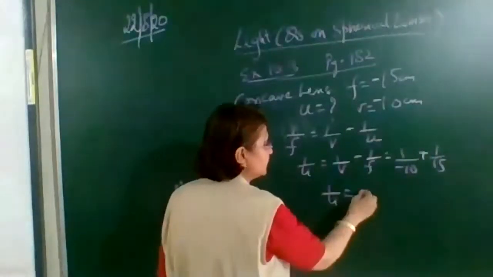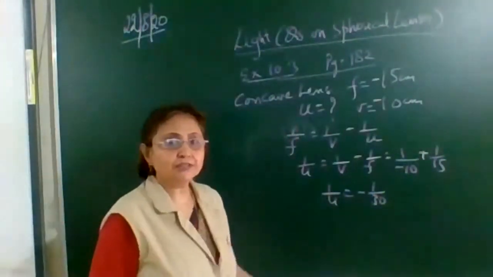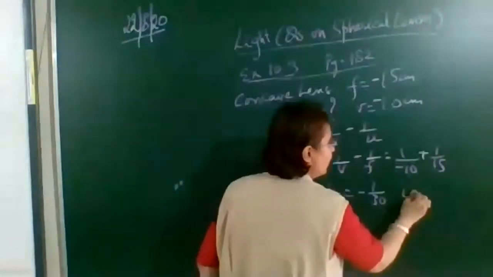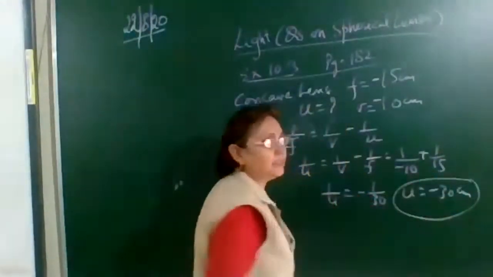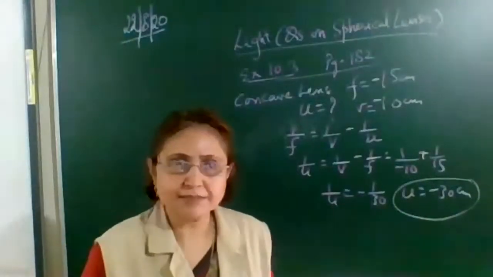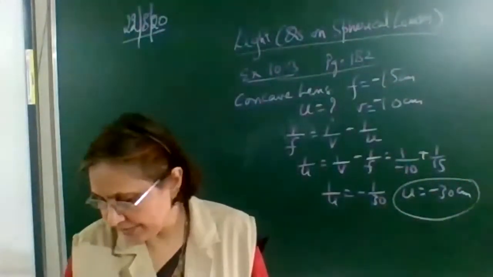Simplify it, taking the LCM, what do you get? 1 upon U is equal to minus 1 upon 30. So U is equal to minus 30 centimeter. So here we get the object distance. The simple way of simplification is to take the LCM and find out.